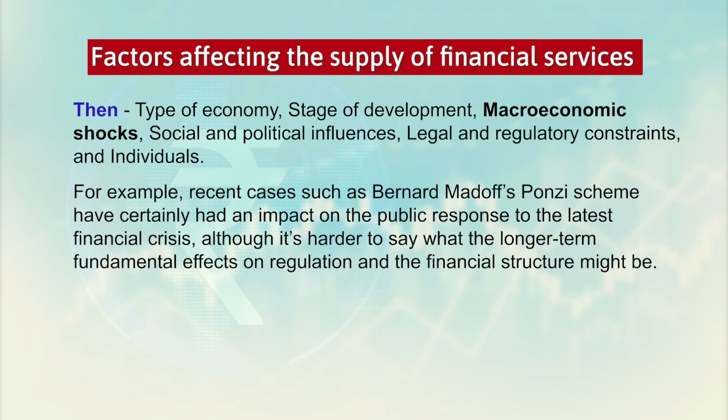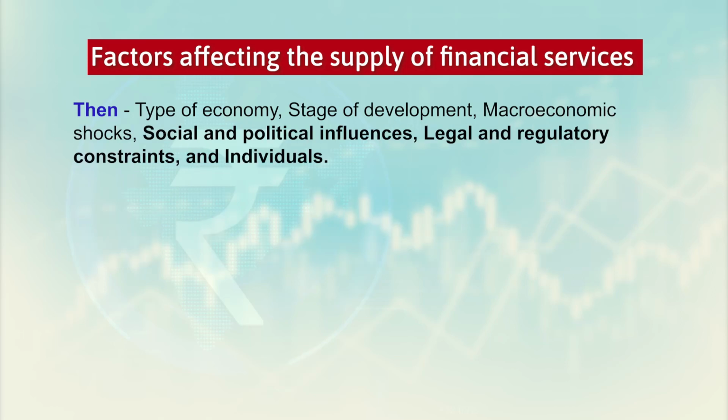History has also shown that severe business cycles can affect the banking system's attitudes to types of financing for a prolonged period afterwards. For example, we have the Ponzi scam of Bernard Madoff, which had an impact on the public response to the latest financial crisis, although it's harder to say what longer-term fundamental effects on regulation and financial structure it could have resulted in. Other factors that really did affect the supply of financial services then were social and political influences, legal and regulatory constraints, and individuals.